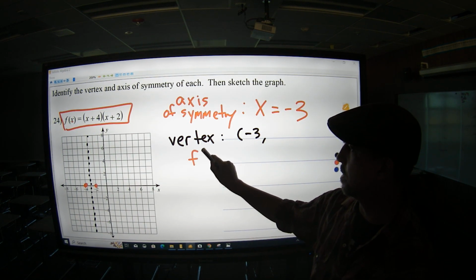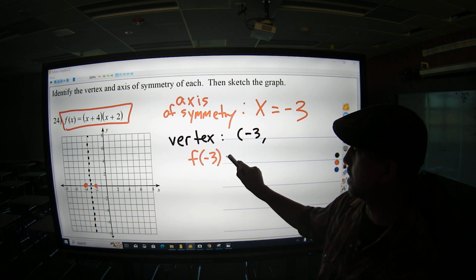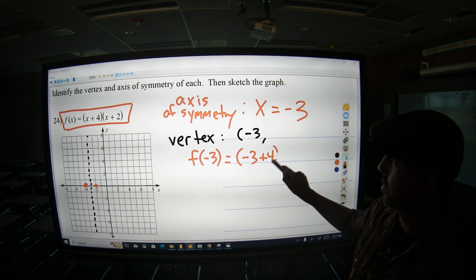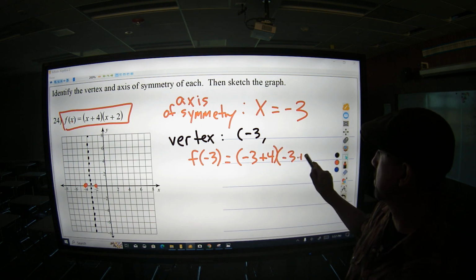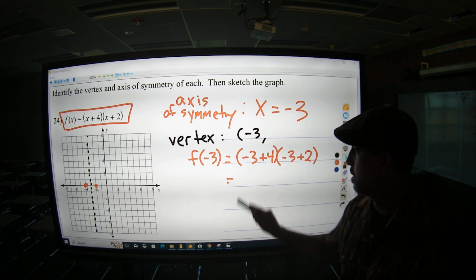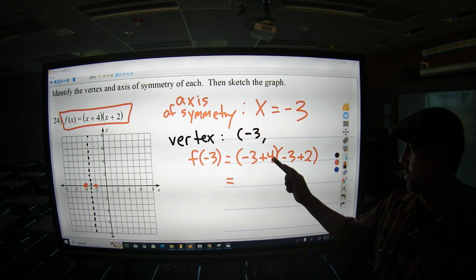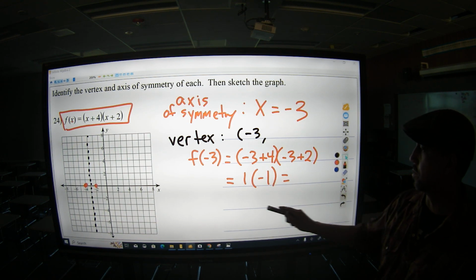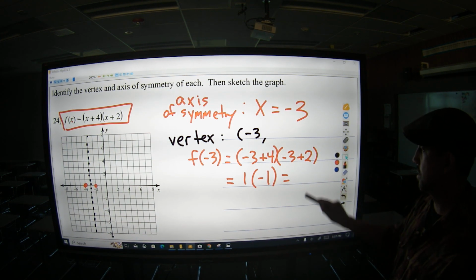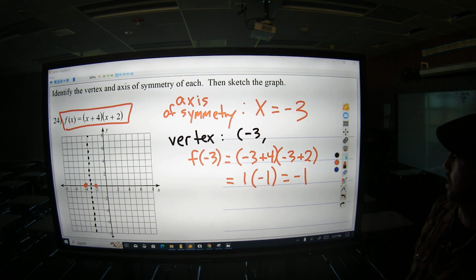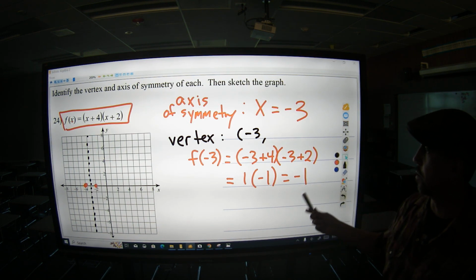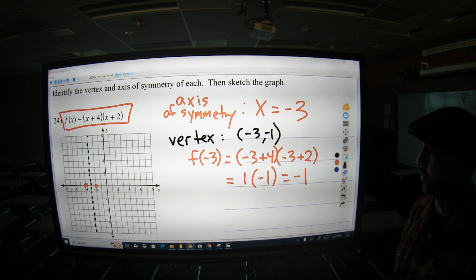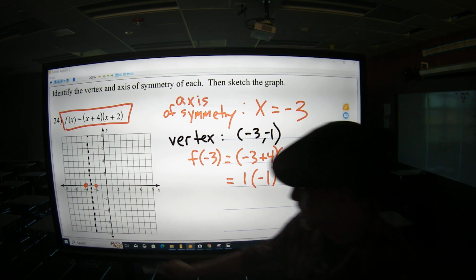So we're going to say f of -3, let's calculate what that is. In this case, it means -3 + 4 times -3 + 2. Well, -3 + 4 is 1, and -3 + 2 is -1. So if I do 1 times -1, I get -1. And so that tells me that the y coordinate of the vertex must be -1. So now that means I can go put this right there.